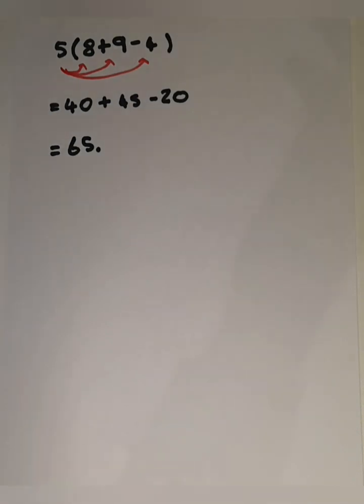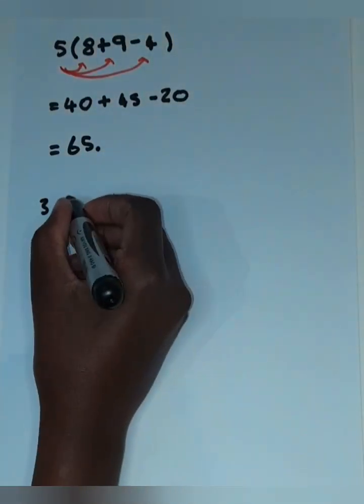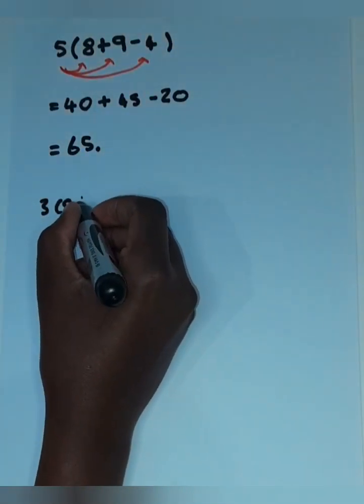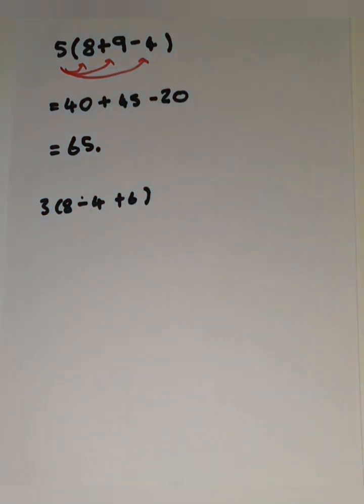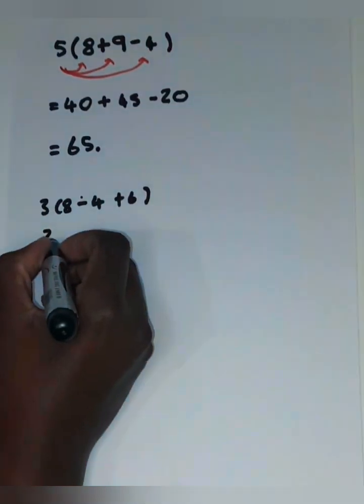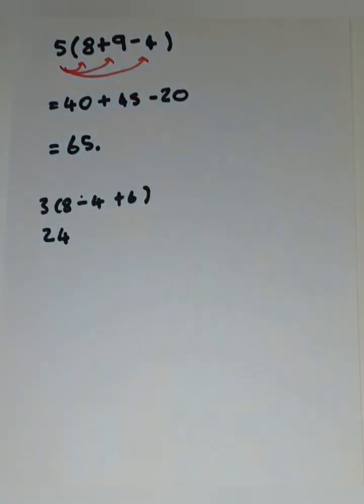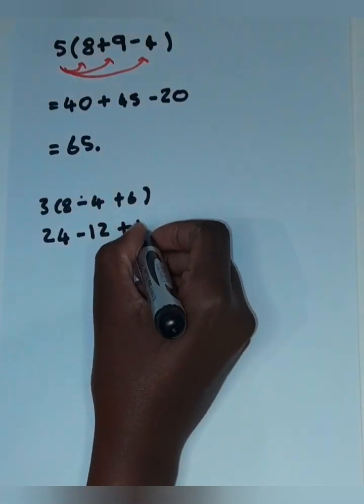Let's go to the next example, which is 3 times 8 minus 4 plus 6. Same thing, guys. You just do the maths and play with numbers. It's going to be 8 times 3, 24. 3 times negative 4, which is negative 12. 3 times positive 6, which is positive 18.